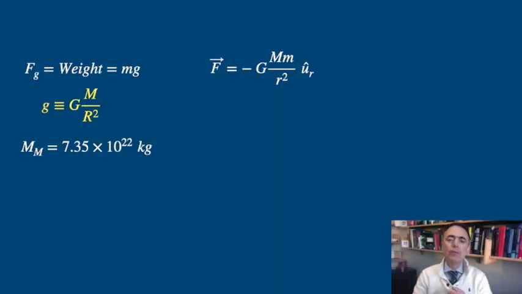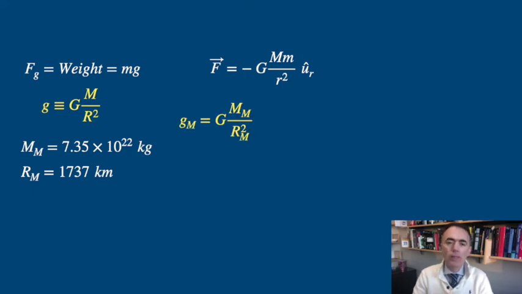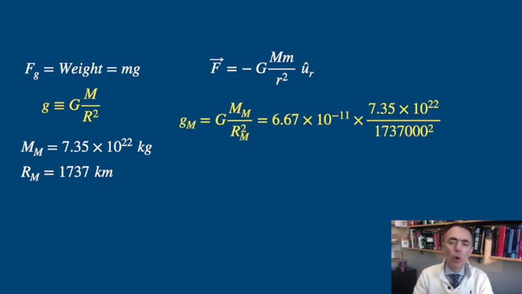For the Moon, we have that its mass is 7.35 times 10 to the 22 kilograms. Its radius is 1,737 kilometers. This gives us an acceleration of gravity on its surface of 1.62 meters per second squared.